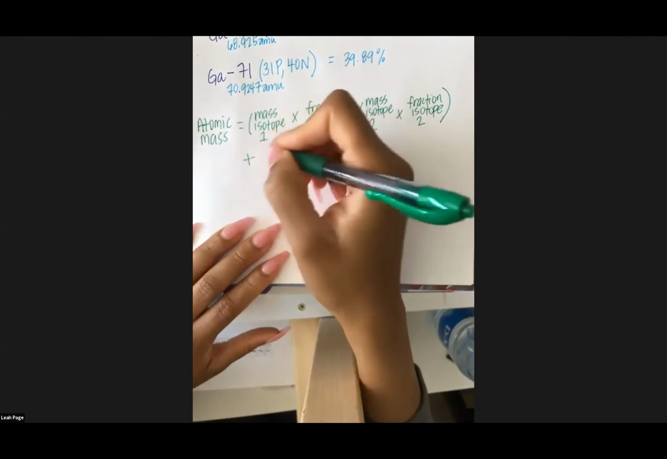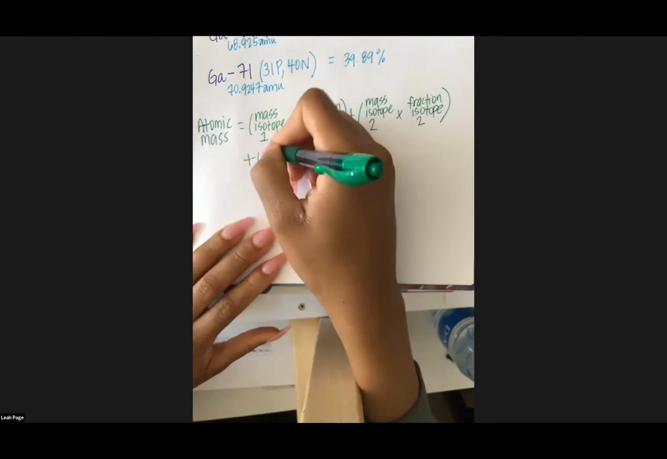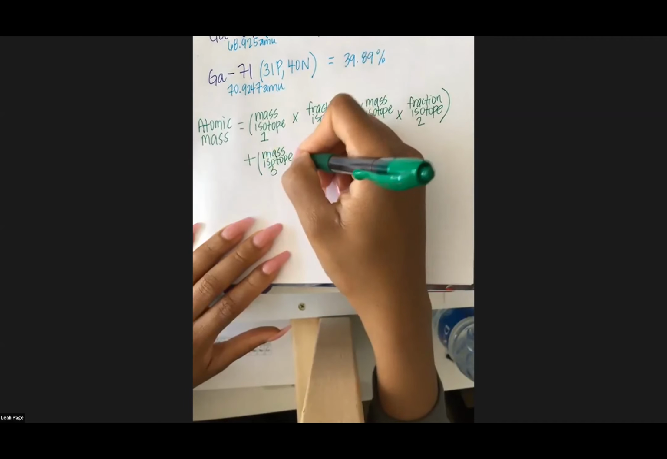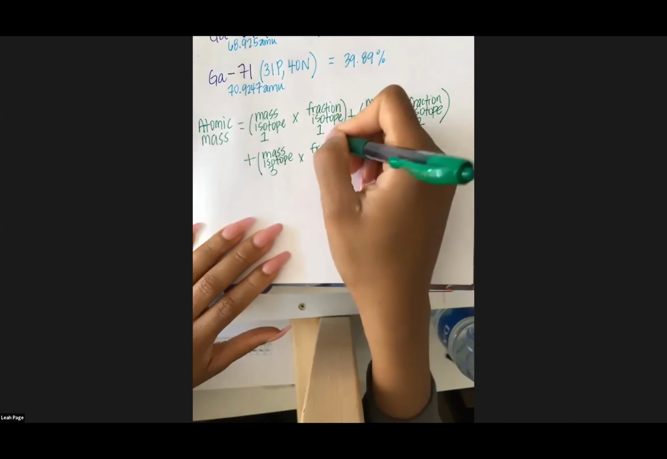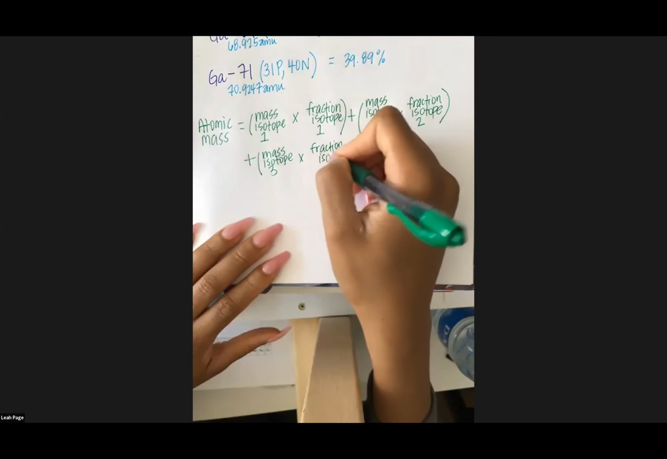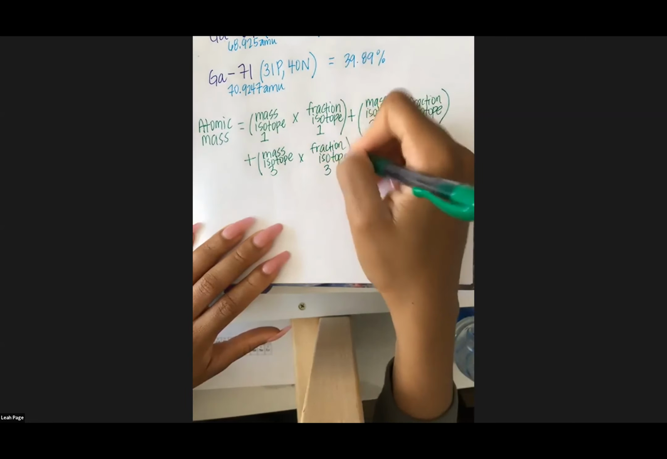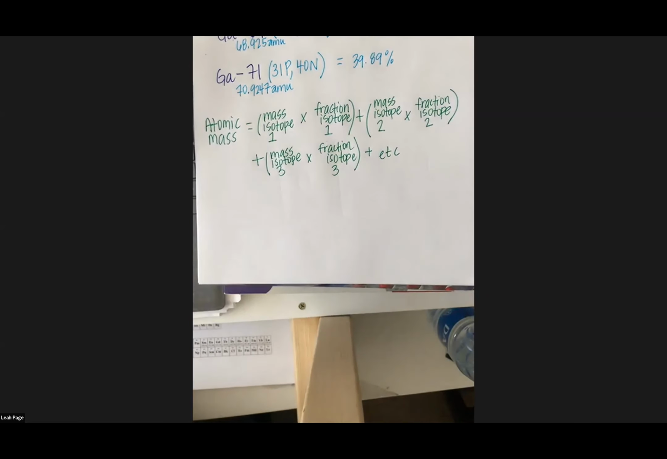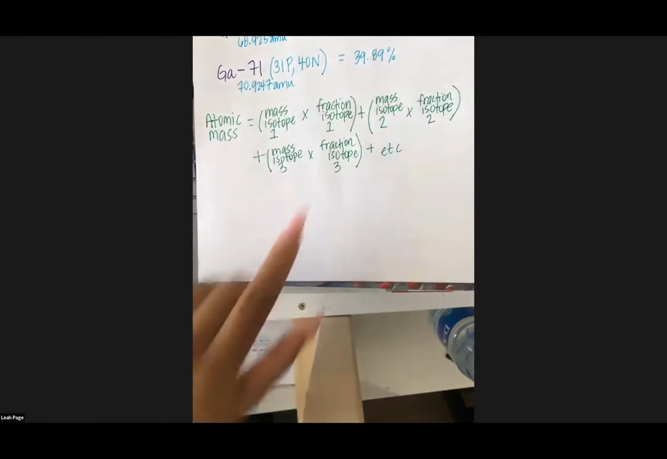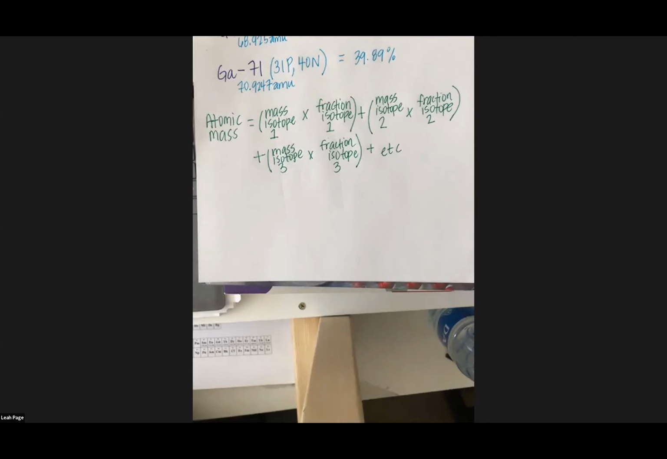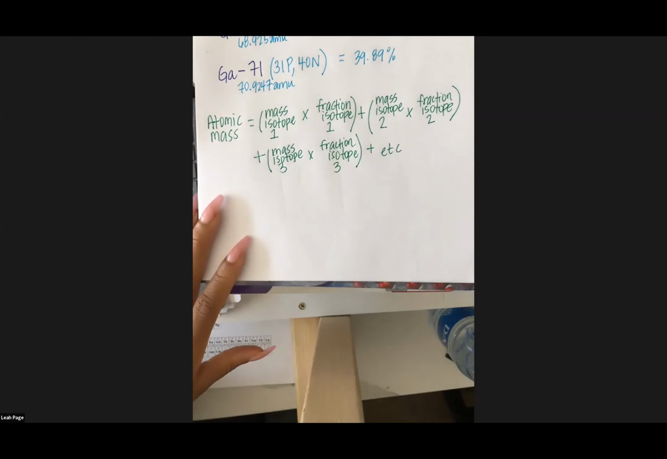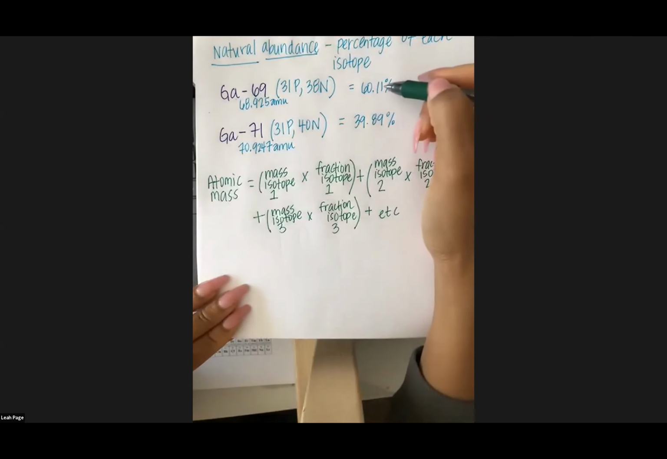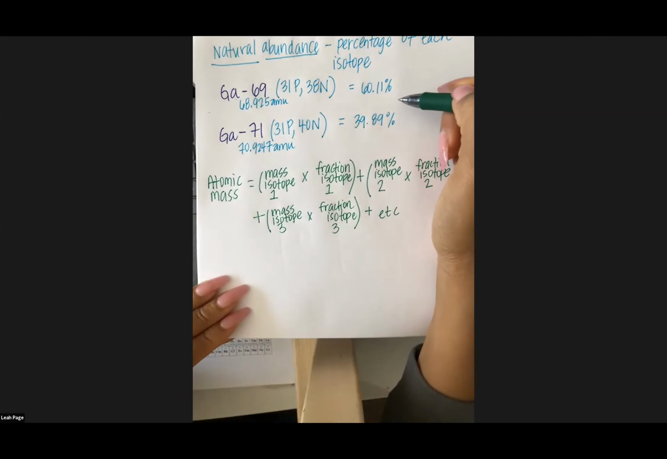So let's say we had 3 isotopes. We'd still go the mass of isotope 3 times the fraction of isotope 3, and etc., depending on how many isotopes you have. If I had 5 isotopes, I'd have 5 different parentheses multiplying the mass of each isotope times the fraction of the isotope. When I talk about the fraction of the isotope, all I'm saying is I'm taking my percentage and changing it into a fraction.